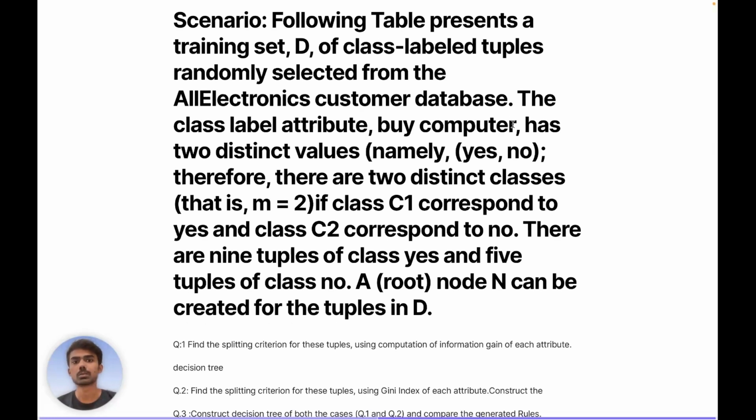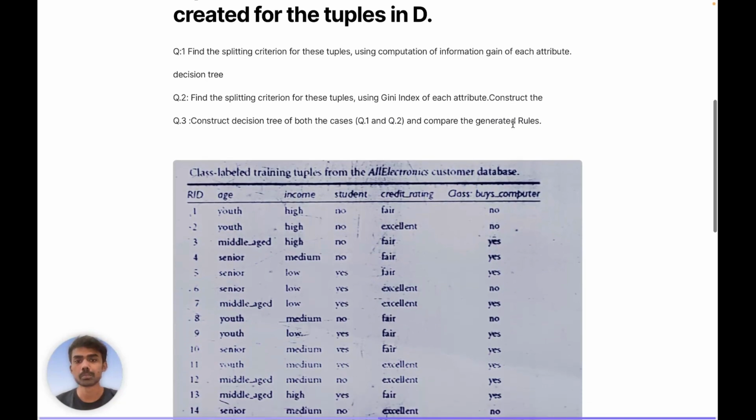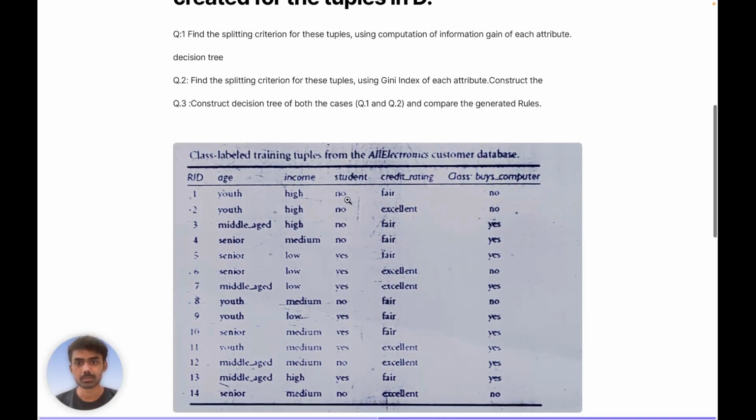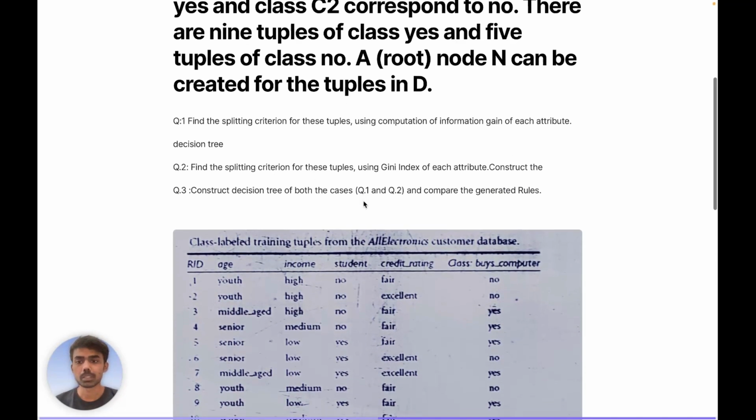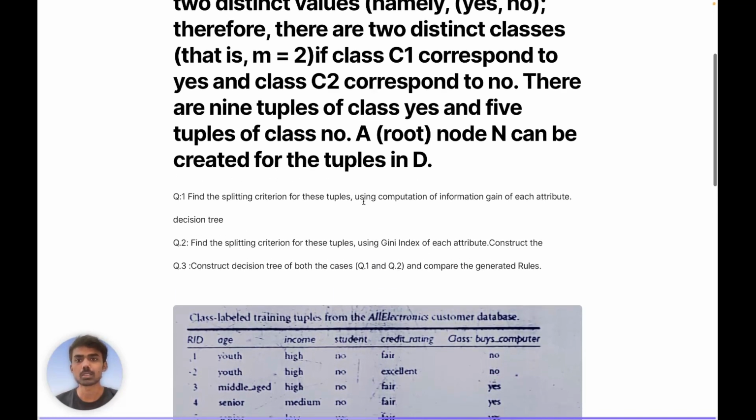The class label attribute, buys computer, has two distinct values, yes or no. The class of people either buys a computer or not, so we have two distinct classes, that is m is equal to 2. Class C1 corresponds to yes and class C2 corresponds to no. There are 9 tuples of class yes and 5 tuples of class no. We can see that in our table here. All the data can be collected from this table. We have the following questions.